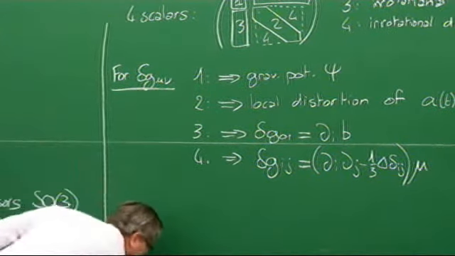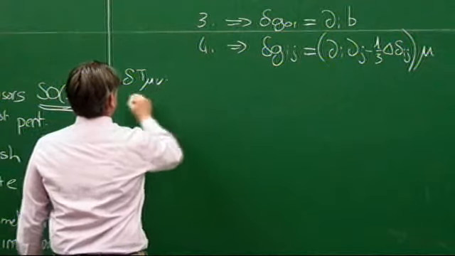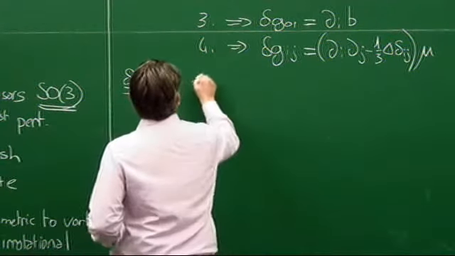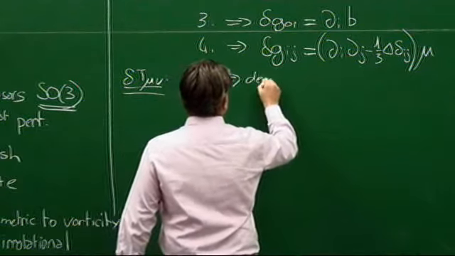We can do the same with delta T mu nu. For delta T mu nu, in the part that we called 1, we have simply density perturbations.